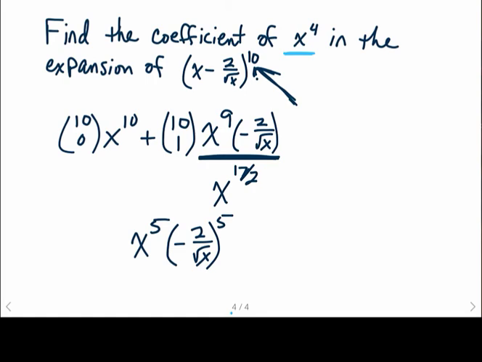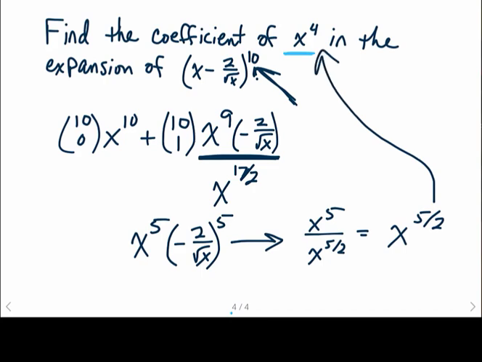And so I'm not going to write equals because I'm not concerned with the negative 2 right now. But ultimately, this would be x to the 5th divided by x to the 5 halves, which would turn out to be x to the 5 halves if you do the subtraction of those exponents, which is less than x to the 4th.